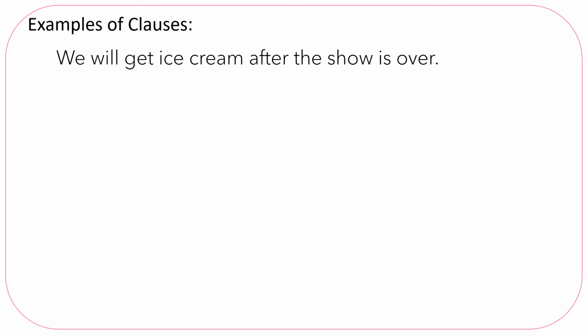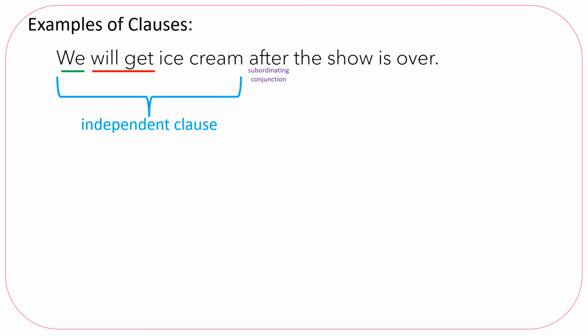Let's look at some examples of clauses. We will get ice cream after the show is over. We have a couple clauses here. The first one, we have we, the verb will get, we will get ice cream. That's an independent clause. After the show is over. It starts with a subordinating conjunction, after. Then we have a subject show, and the verb is. So after the show is over is a dependent clause.